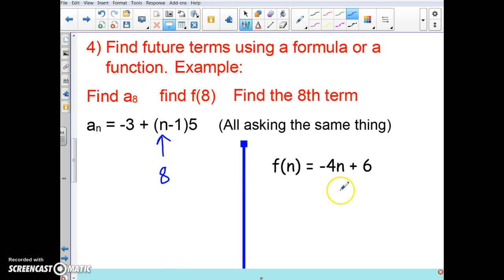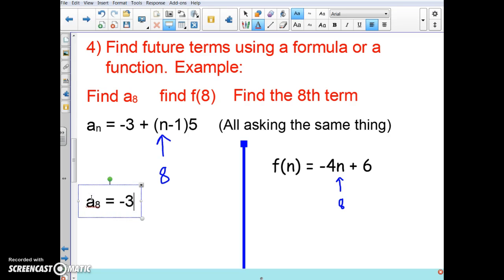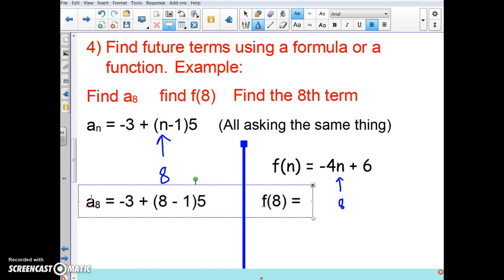Right? If we're given a function, we find our n, we'd plug in an 8. Okay, so it looked like this. We'd be looking for our 8th term. So then we have our plus, and then we have an 8 minus a 1 times a 5. Just like over here, we'd have our f of 8 is equal to our -4 times an 8 plus a 6.